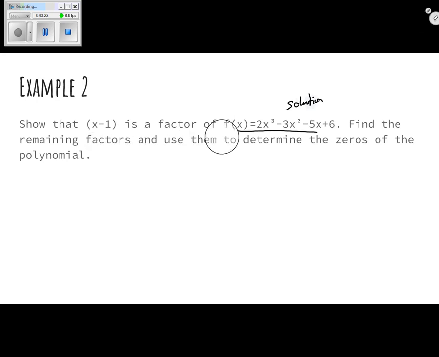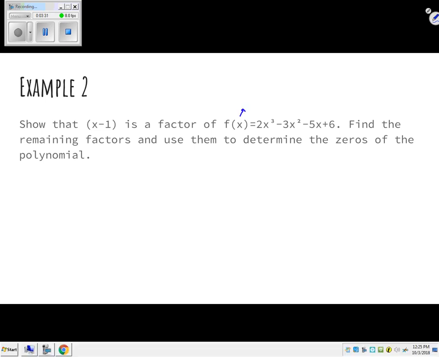So they're going to give me a factor. What's going to happen is this f of x right here, I'm wanting to break it down into factors. And I know that one of them is going to be x minus 1. If I would have some neat way of factoring that all the way down, what I want to do is find the remaining factors and then use them to find the zeros of the polynomial. So here we go.